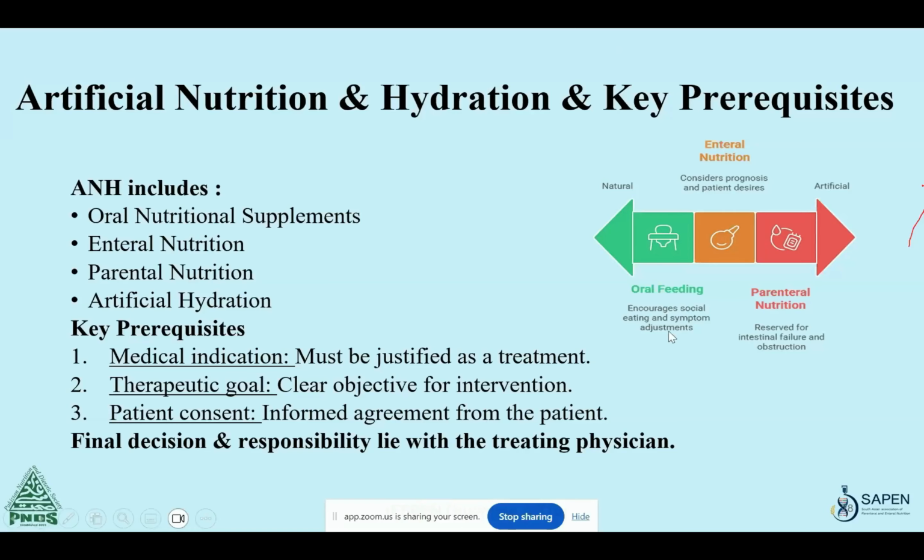So as you see, for enteral nutrition, consider prognosis and patient desires. First, we must focus on oral feeding and encourage social eating and symptom adjustment. If it is not possible at all, then enteral nutrition is the option, and parenteral nutrition is the option as per the patient's condition.